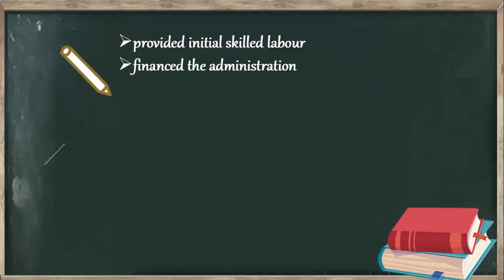The chartered companies financed the administration. This means that on the behalf of their different companies, for example, on their administrative, like their governments, the British governments, the different governments, they came from Germany. These companies finance the administration. They put in money to favor the administration of East Africa.